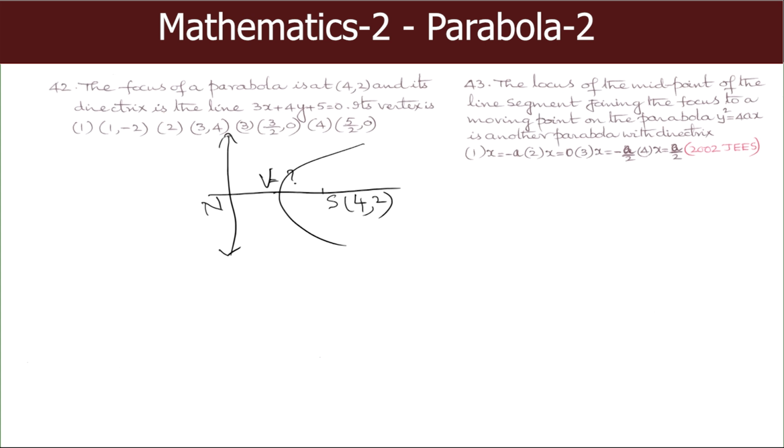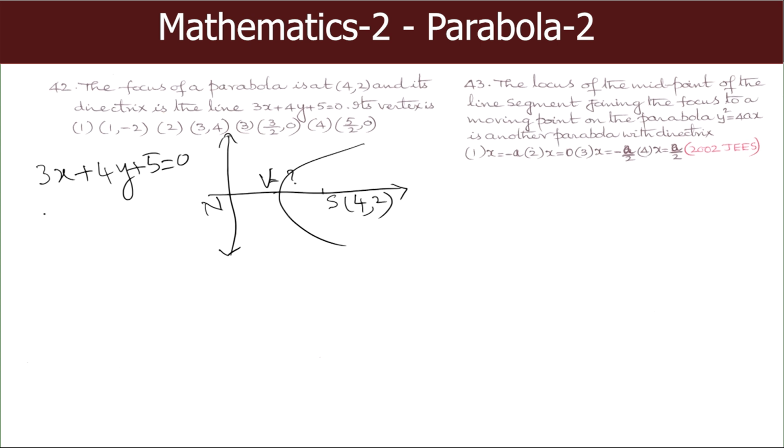If you can find N, your vertex is the midpoint of the line segment joining S, the focus, and the point where the axis of symmetry of the parabola meets the directrix. So, our job is to find N, that is all. N is the point of intersection of the axis and the directrix. Directrix is the line 3x plus 4y plus 5 equal to 0. Axis is perpendicular to the directrix. This is the axis, perpendicular to the directrix.